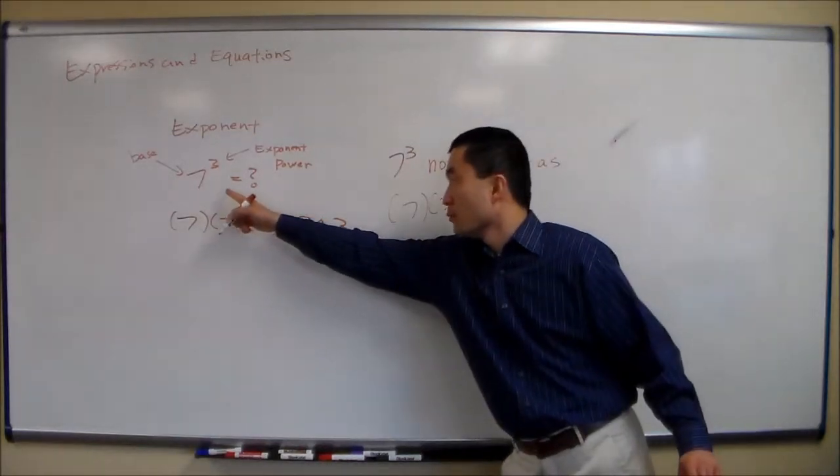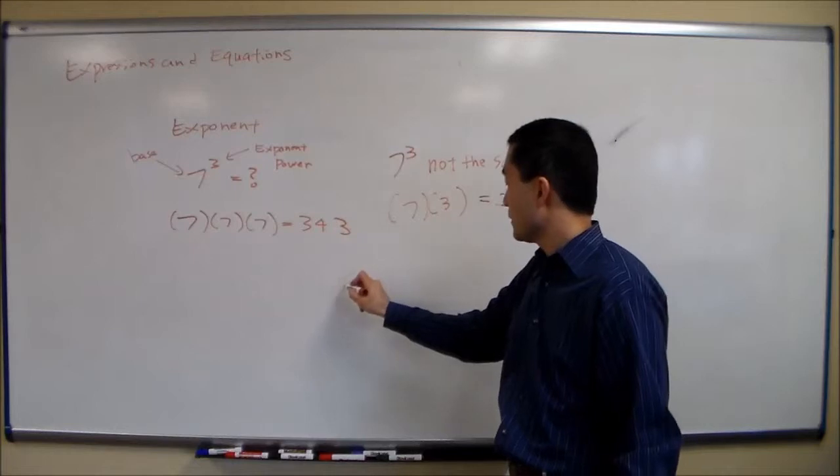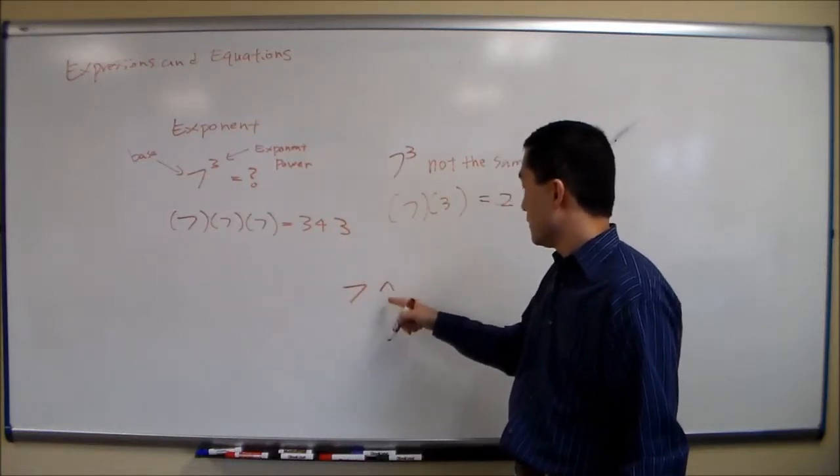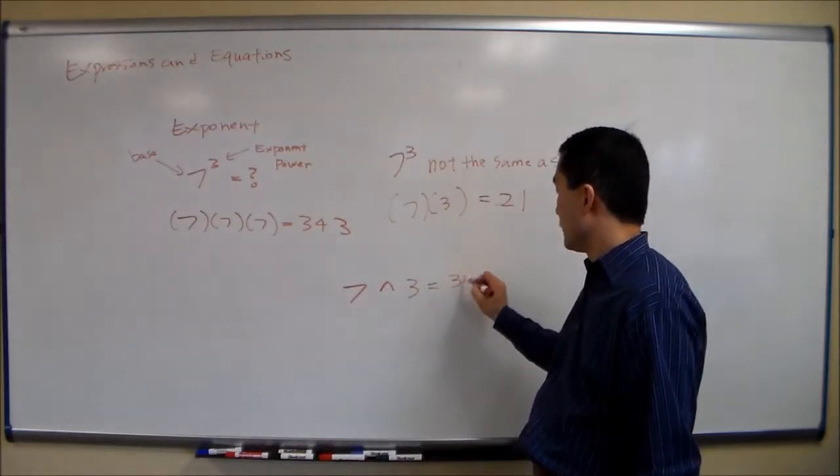If you want to write this on your computer, say for example in Microsoft Word, what you can type is something like this: 7, little hat, 3, which gives 343.